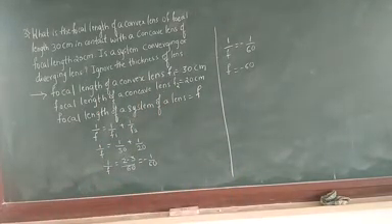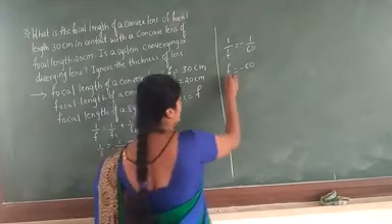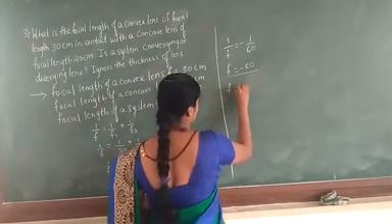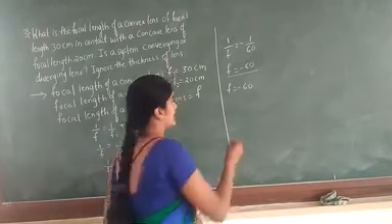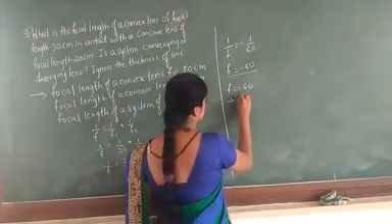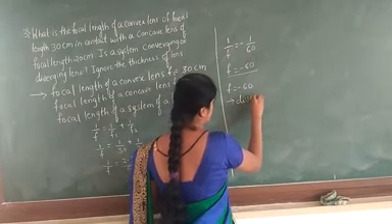Here the negative sign indicates that the system of lenses acts as a diverging lens. We can tell that this F is equal to minus 60, and since it has the negative sign, it acts as a diverging lens.